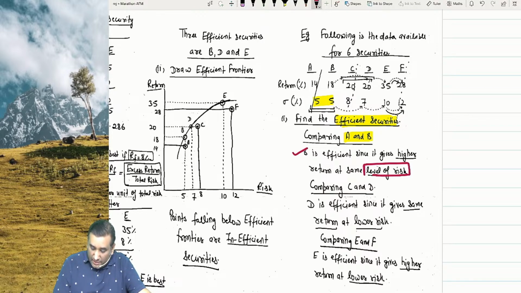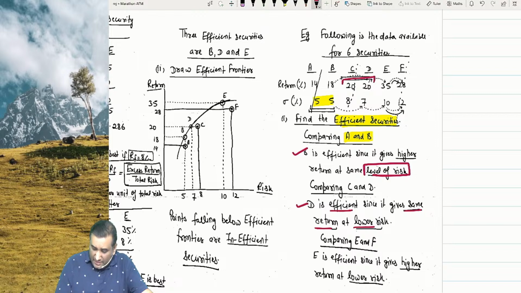Then I look at C and D because they have 20-20 common. The return is common. In this case, D is preferable. We call it efficient. I am not saying best; the word best is not used. It's efficient. D is efficient because it gives the same return at lower risk.